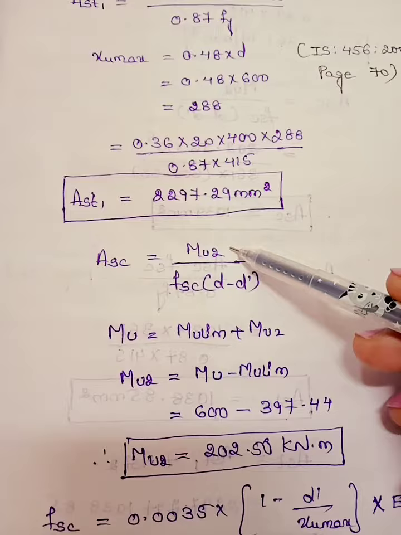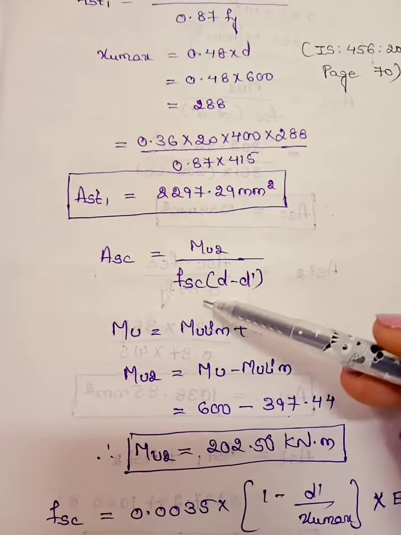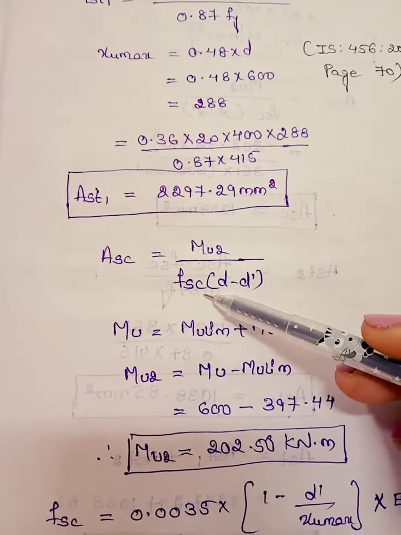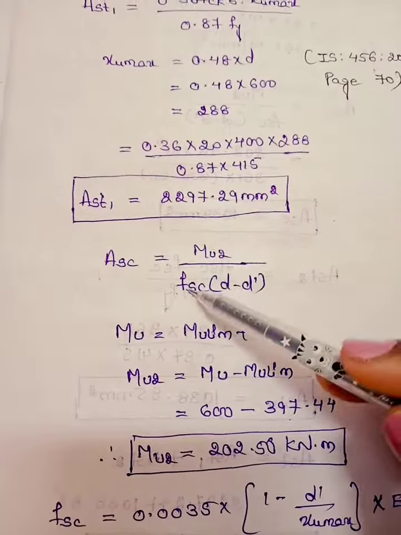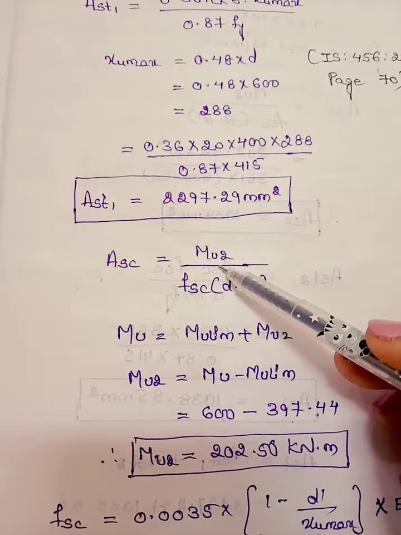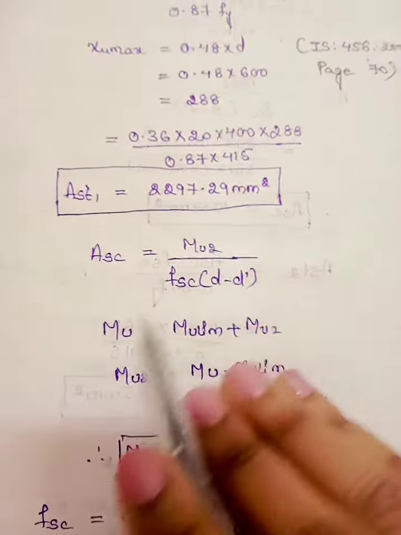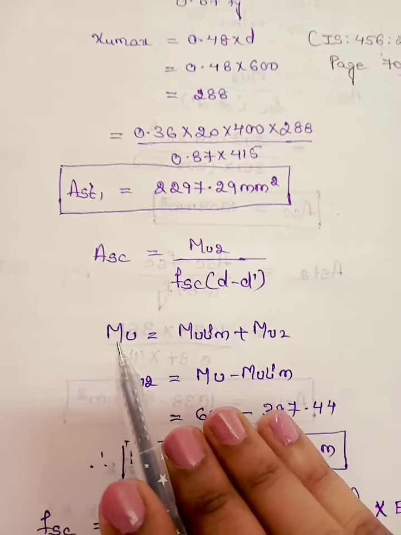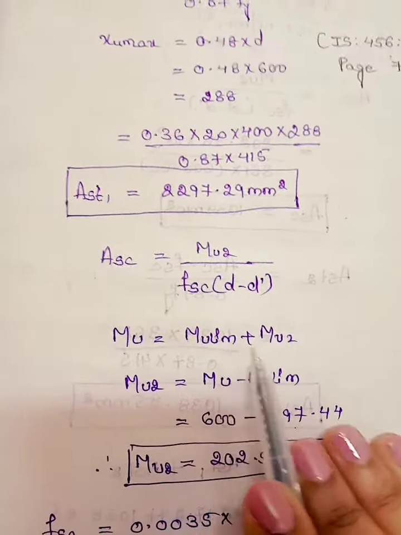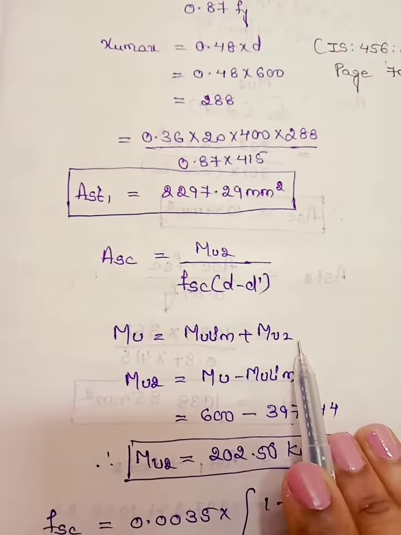Right? So we don't know the Mu2 value, we don't know the FSC value also. So first we'll find these two values, then again we'll substitute here, and so that we'll be getting the ASC. So first we'll find the Mu2 value. So we have the relation Mu is equals to Mu limit plus Mu2.